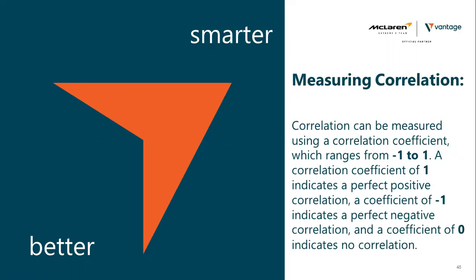Okay. So, measuring correlation. Correlation can be measured using a correlation coefficient, which ranges from -1 to 1, right? A correlation coefficient of 1 indicates perfect correlation. Now, when you are actually in the market, you're not going to use the -1, the +1 and all that. This is just for your personal understanding of the concept of correlation, right?